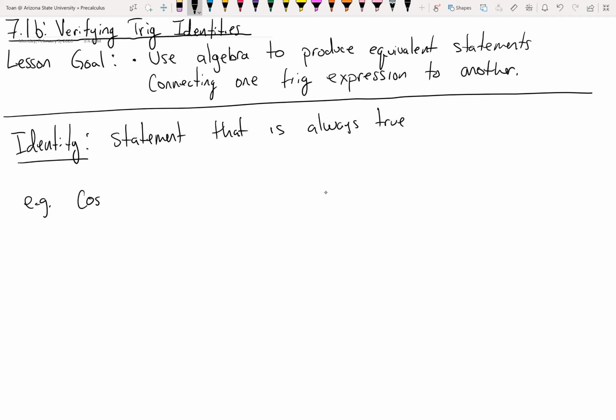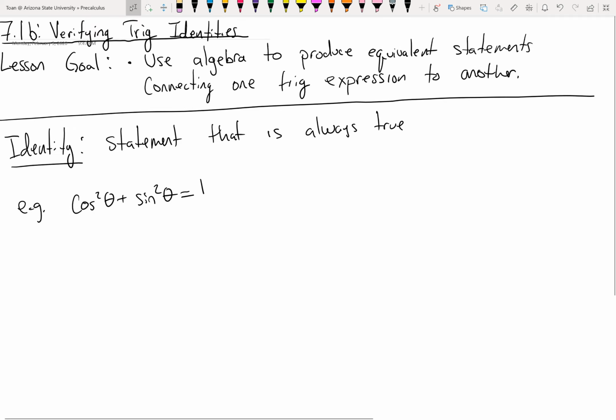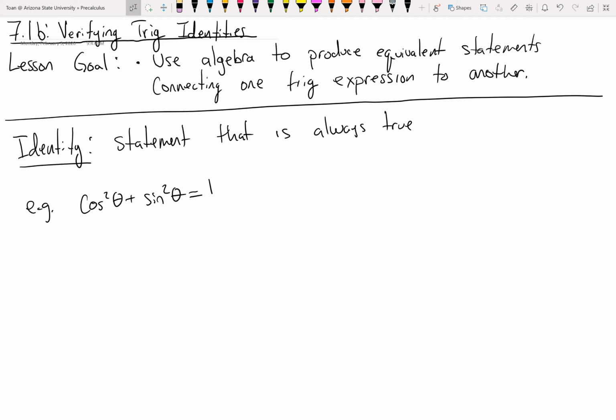For example, the Pythagorean identity. Notice how this statement uses a variable, theta. It doesn't matter what angle you think of. Think of any valid angle in the whole universe. If you take the cosine of it squared and add the sine of it squared, I promise you it will always equal 1. So this is an identity. This statement is true for every single angle you think of.